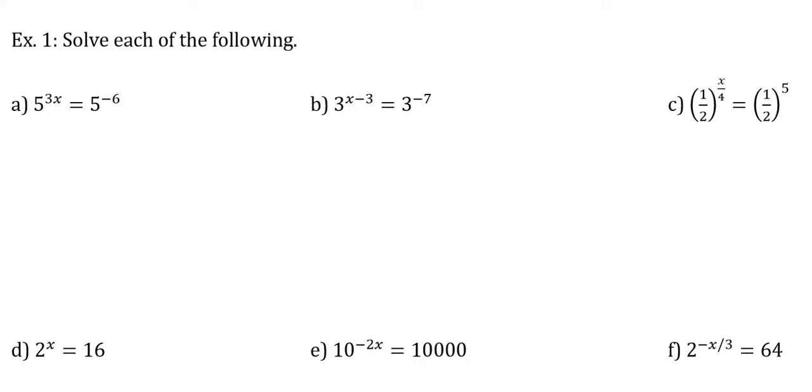Now you see right away it's not quite as easy as a one-step solution like the last question where you just say therefore x. There's going to be some extra steps to some of these. But when I look at this, I've got 5 to the something equals 5 to the something. Therefore, those two somethings must equal each other, whatever they are.